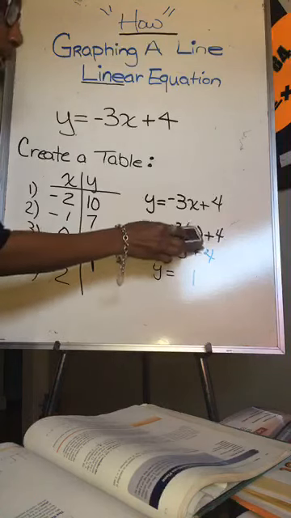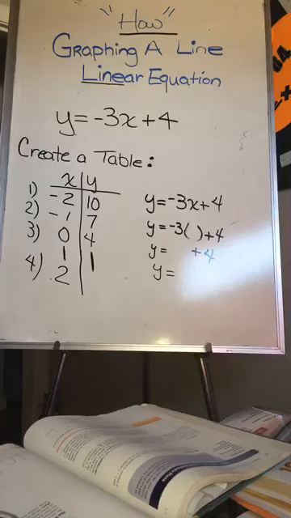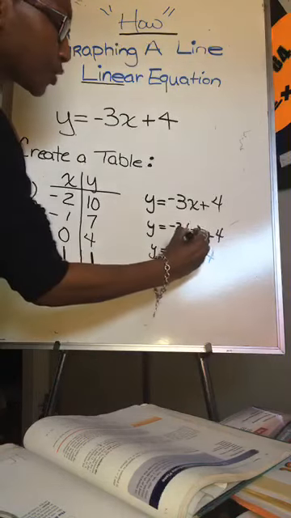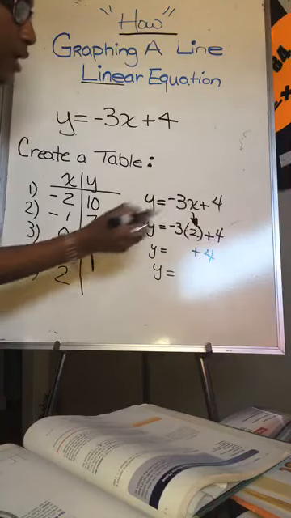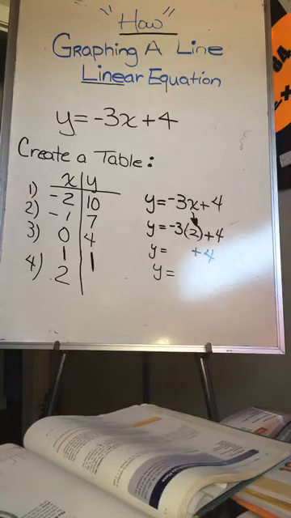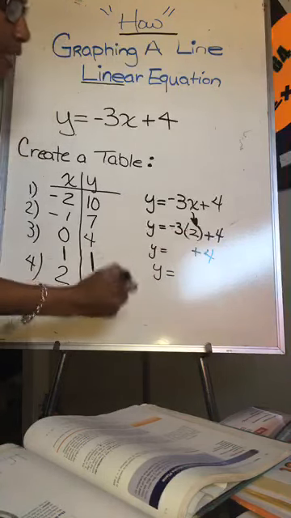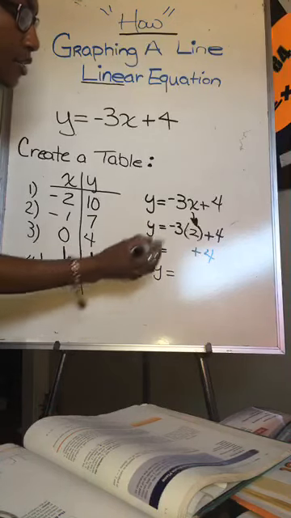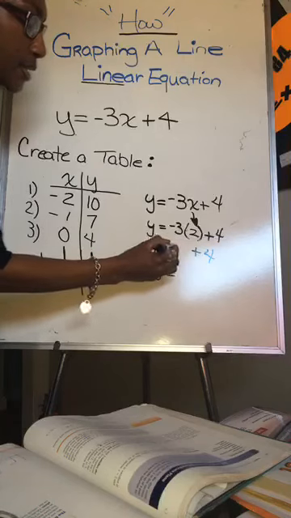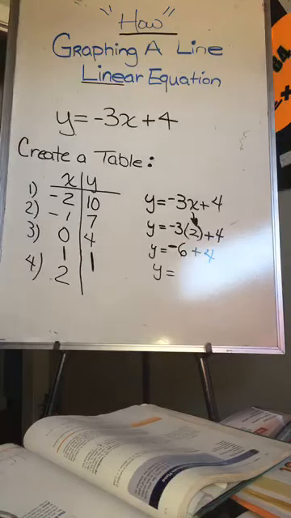Okay, now we're going to plug in 2. All right, so we're going to plug in 2 right here because that is the x value. Remember, we're substituting, or like I call it, plug and chug. Take your x value and plug it into that equation, and we do our arithmetic. So a -3, and remember, that's positive. So a negative times a positive gives us a negative, and 3 times 2 is 6.